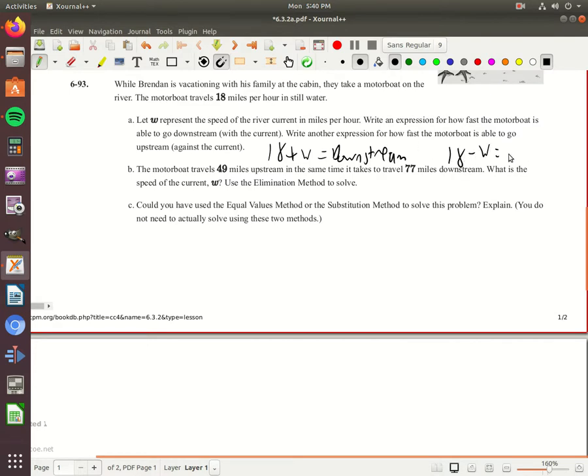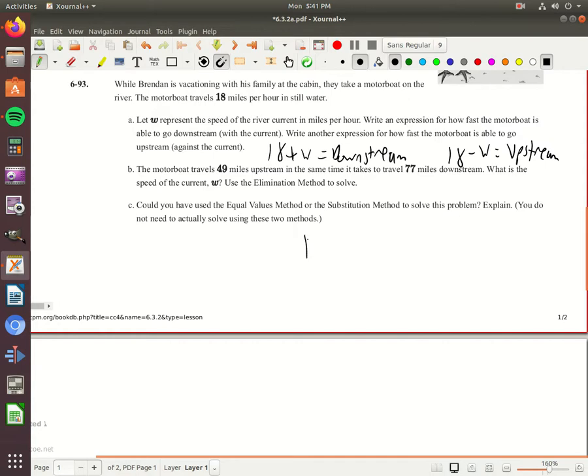Now, this ignores, I think, a lot of science as far as drag and wind resistance and all that other stuff, but whatever. This is how we are asked to solve these things, and just assume that if we go with the current, it adds to how fast we're already going, and if we're going against the current, it subtracts from how fast we're already going. So the motorboat travels 49 miles upstream in the same time it takes to travel 77 miles downstream. What is the speed of the current? Use elimination to solve this.